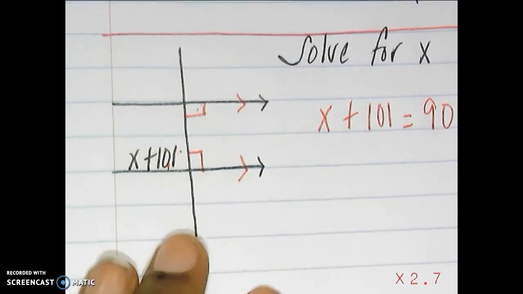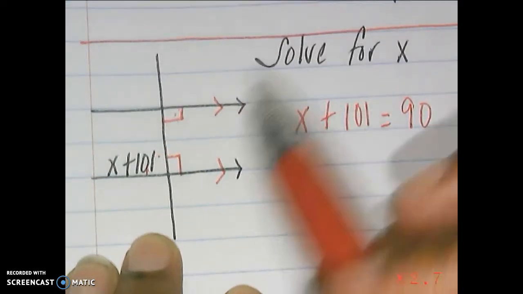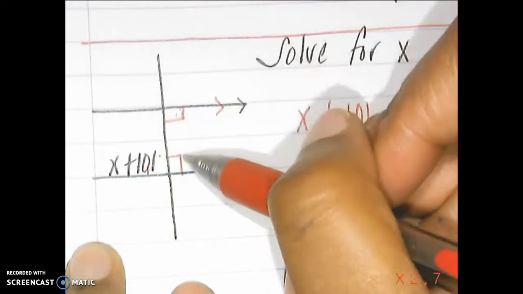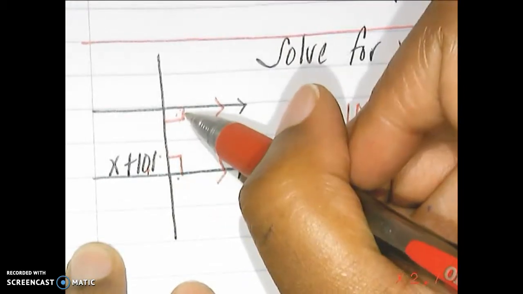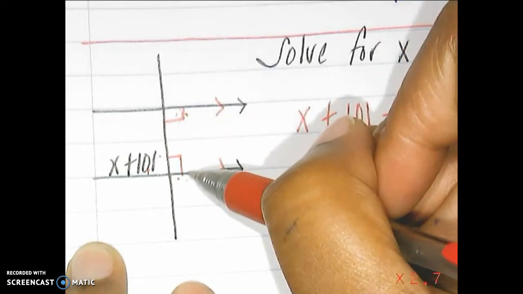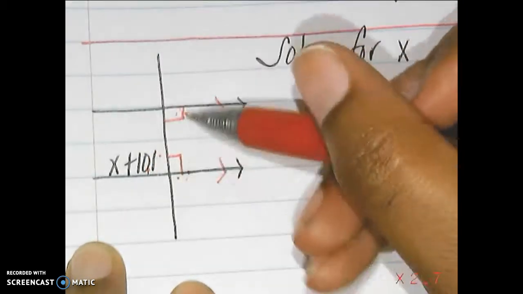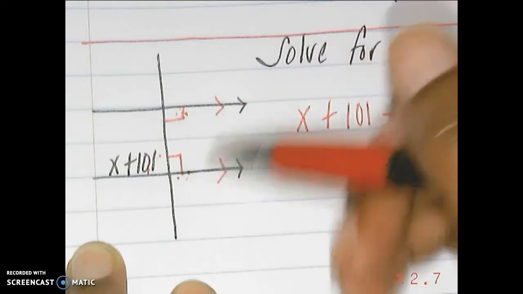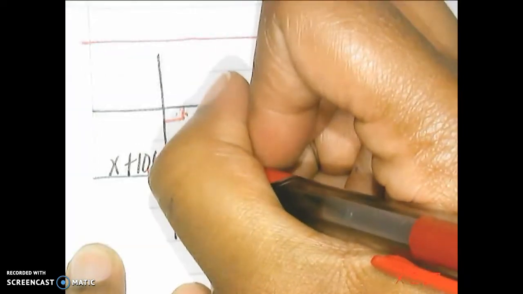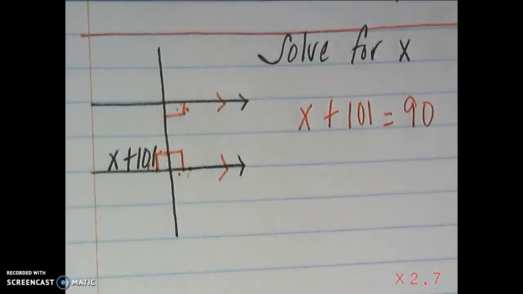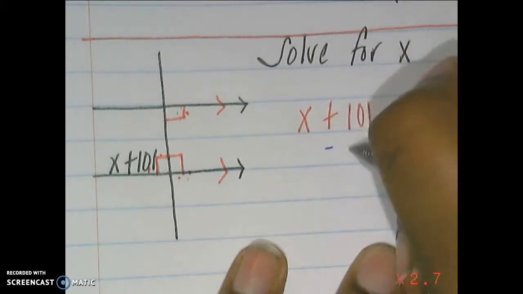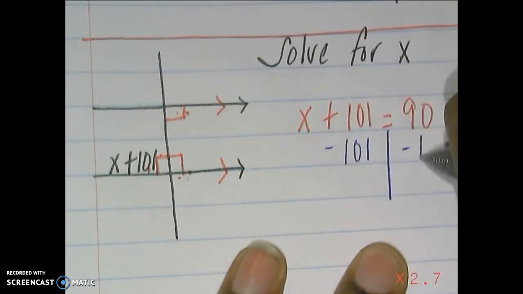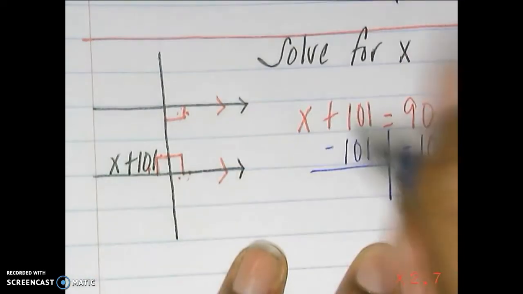Now, another reason why I can say that those two should equal is because these two angles are going to be supplementary, meaning if this one is 90, then this one has to be 90. And so if those are supplementary or same side interior angles, then this one over here must also be 90 degrees. So we finished this one in one step. The only thing that we have to do is subtract 101 on both sides.